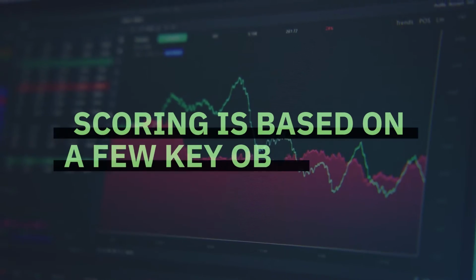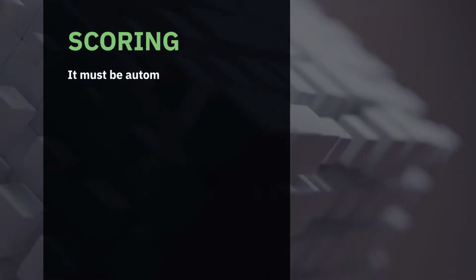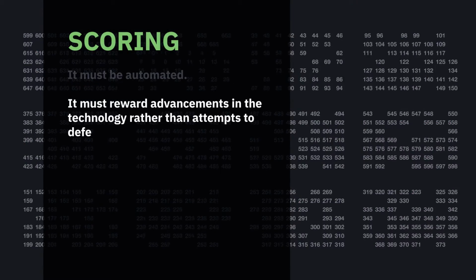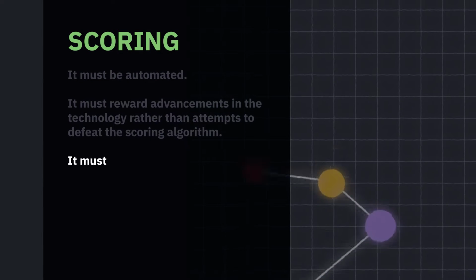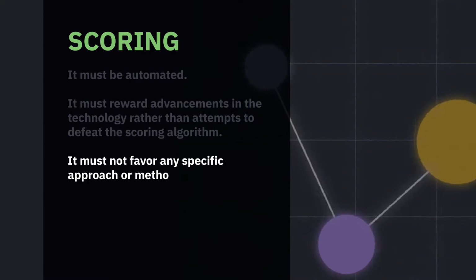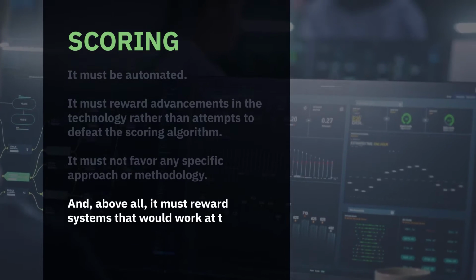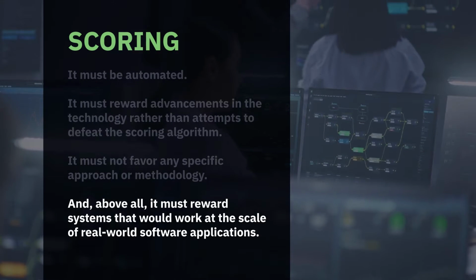Scoring is based on a few key objectives. It must be automated. It must reward advancements in the technology rather than attempts to defeat the scoring algorithm. It must not favor any specific approach or methodology. And above all, it must reward systems that would work at the scale of real-world software applications.